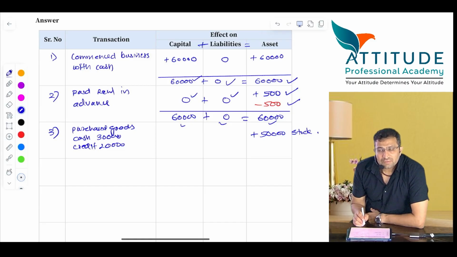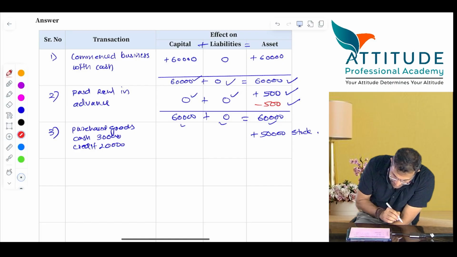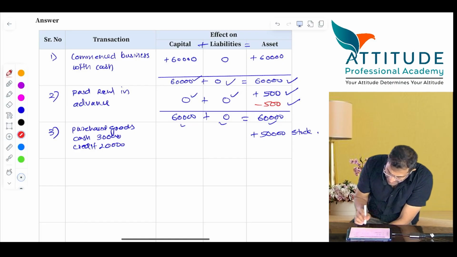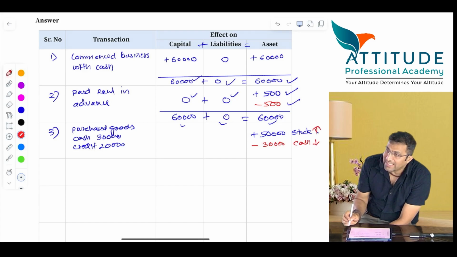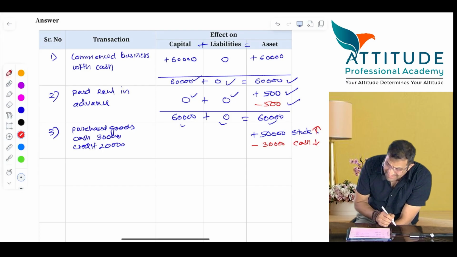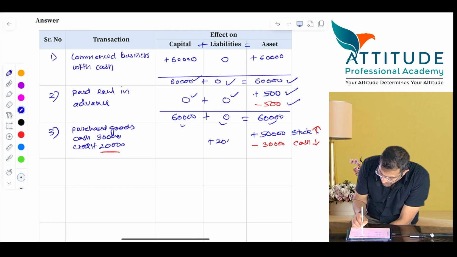But cash reduces. How much cash is paid? So this will be minus 30. This will be cash. Cash reduces, stock increases. Right? Now liability also increases. Why? On credit. So plus 20. No effect on capital. This is 0.